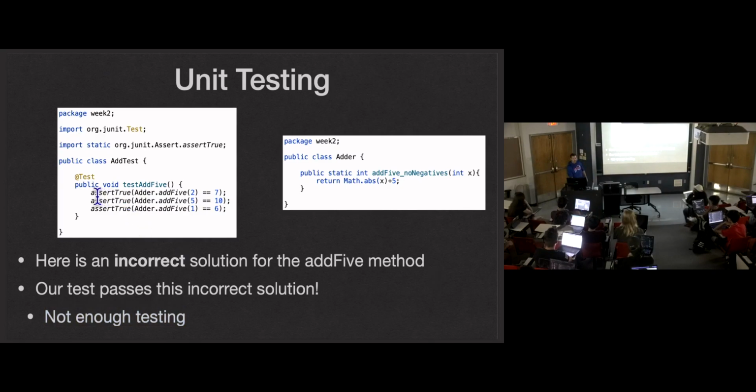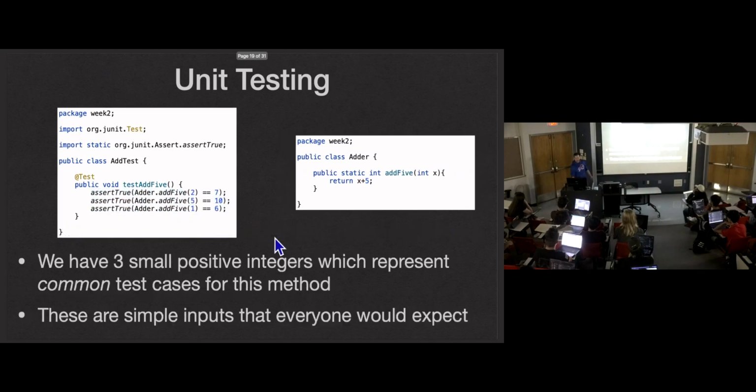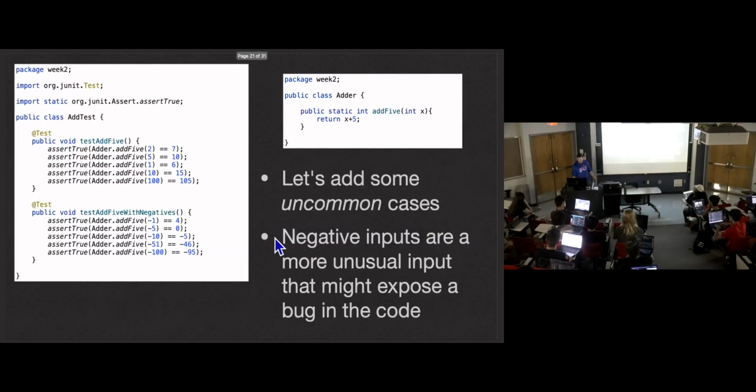So we have our small positive values, which are like our common test cases, which I didn't say it was on the previous slide. Our common test cases, this is what the method is most likely going to be used for most of the time. We got these small positive values, and it's got to add 5 to those.